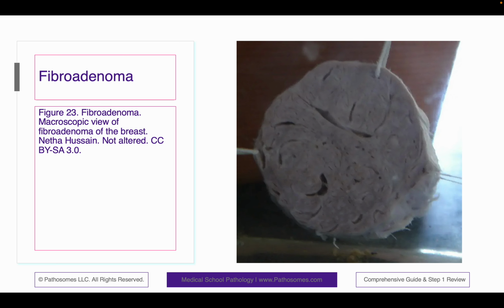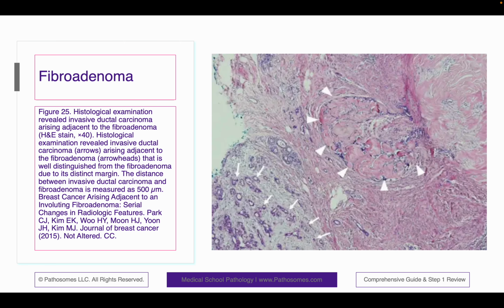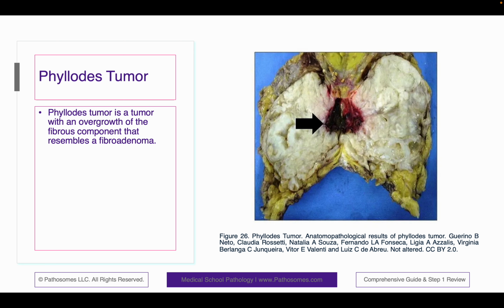What's this? Mass that's been removed from a patient, put in formalin, I presume. It's very fibrous, very well circumscribed. Could this be the macroscopic view of a fibroadenoma? What's this? Fibroadenoma. See, knowing what a fibroadenoma looks like is very, very important because you're going to see it. But you must be able to distinguish it, definitely, from a phylloides tumor.